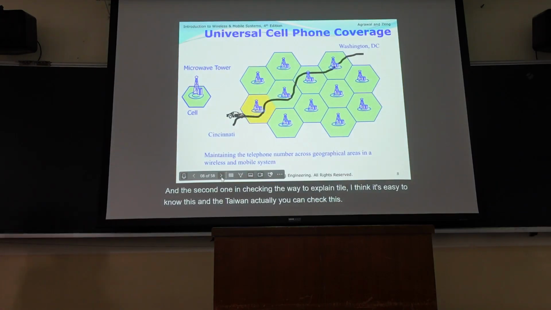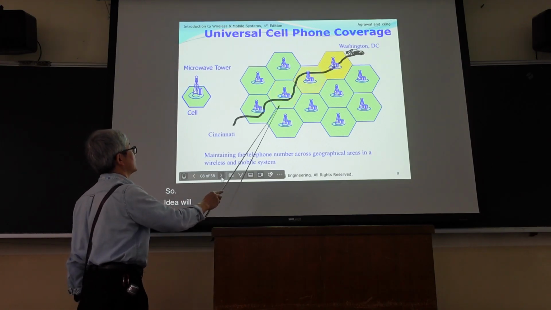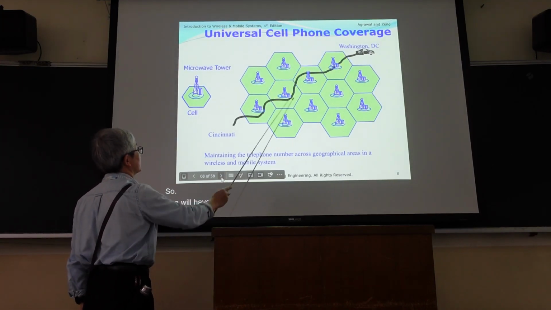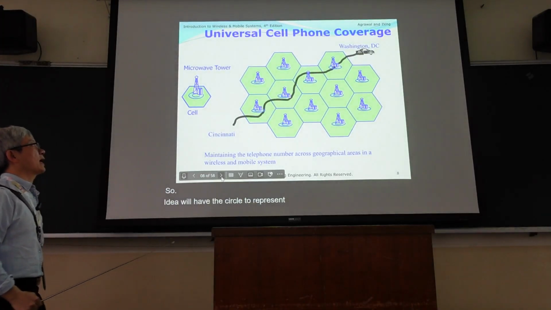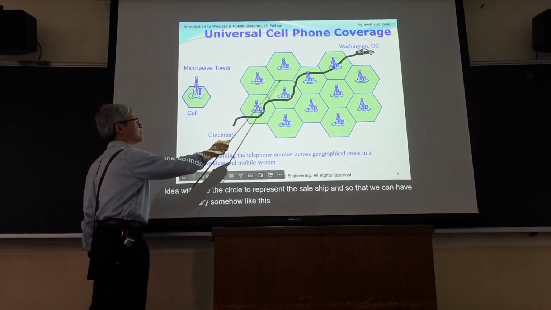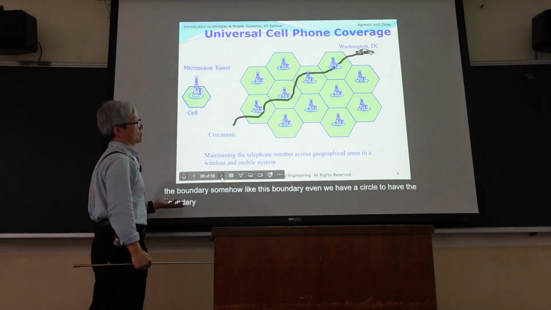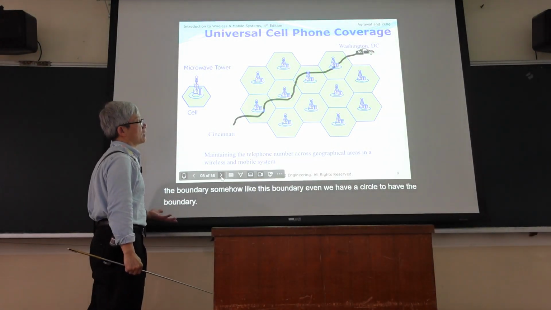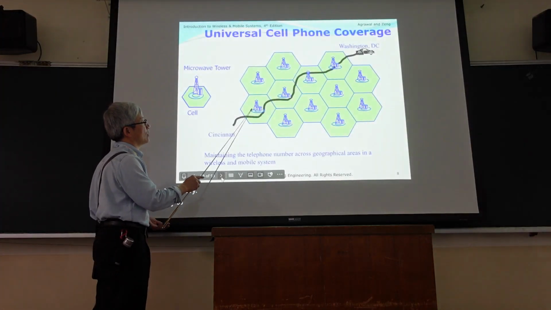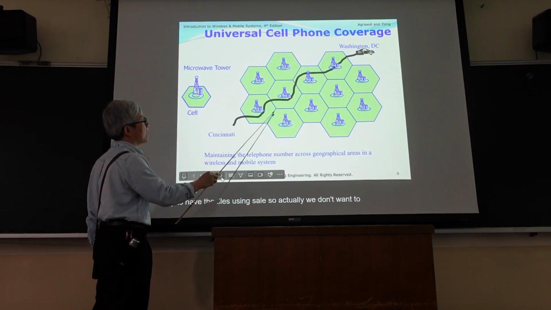So, the idea is to have the circle to represent the cell shape, so that we can have the boundary, something like this boundary. Either we have a circle to have the boundary, but if we try to have the tiles using cells, actually we don't want to have the overlap area.